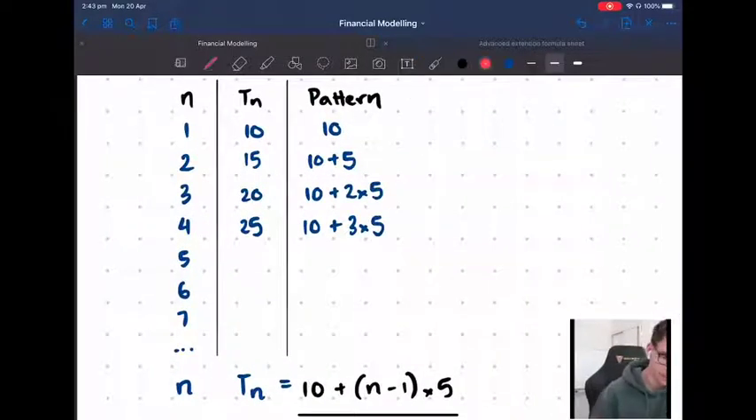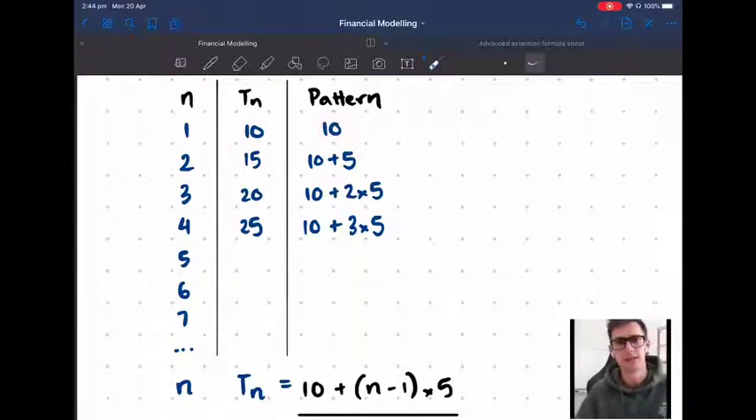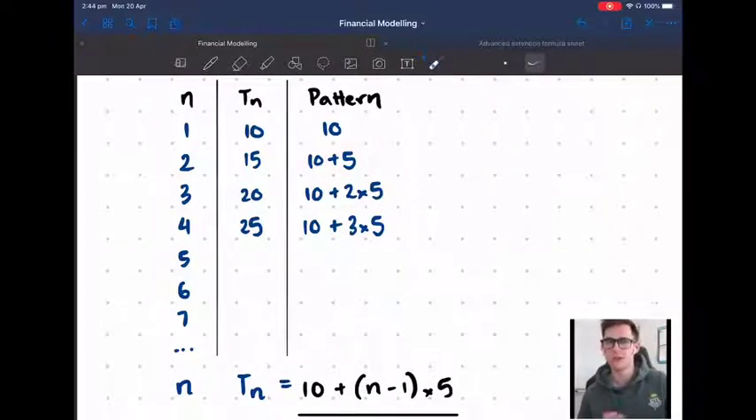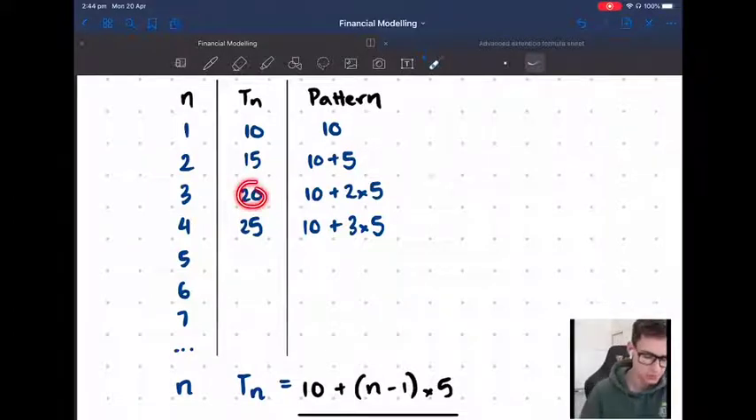So we can see that our first term was 10 and our pattern is just 10. Our second term is 15, and we get that by taking our first term and adding on the difference, 5. Our third term was 20, which is again 10, and then you've added on 2 lots of 5, 2 of the difference. The fourth term is 25. Again, you started at 10 and then added on 3 lots of the difference of 5.